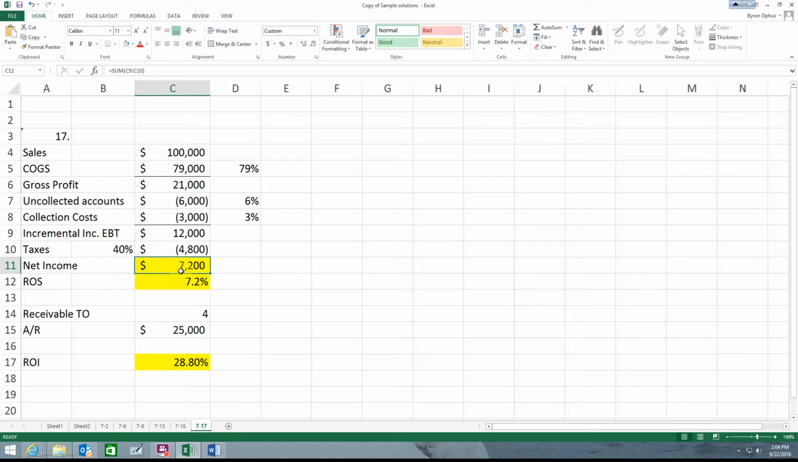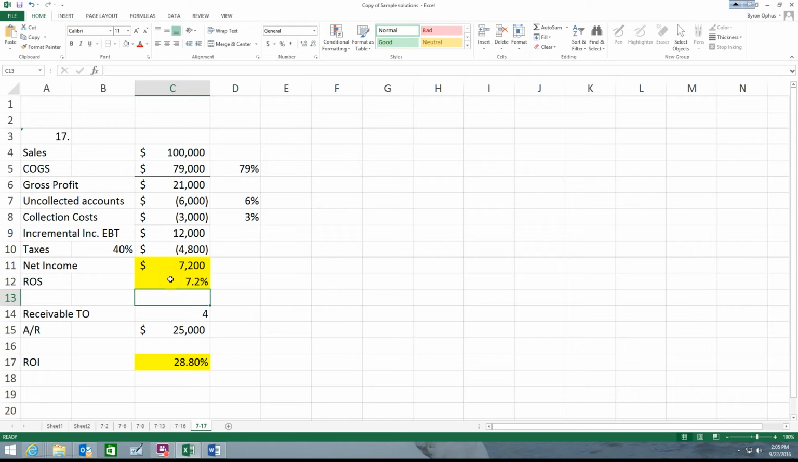Okay, and then it asks me what will Johnson's incremental return on sales be if these new credit customers are accepted. So my net income is this, and the return on sales, okay, return on anything is net income divided by whatever that anything is. So it's simply equal to return on sales, which is net income divided by, so I come up and divide it by my sales. So 7.2%.